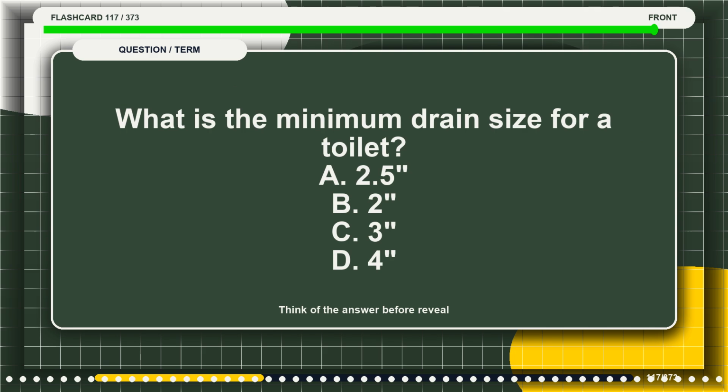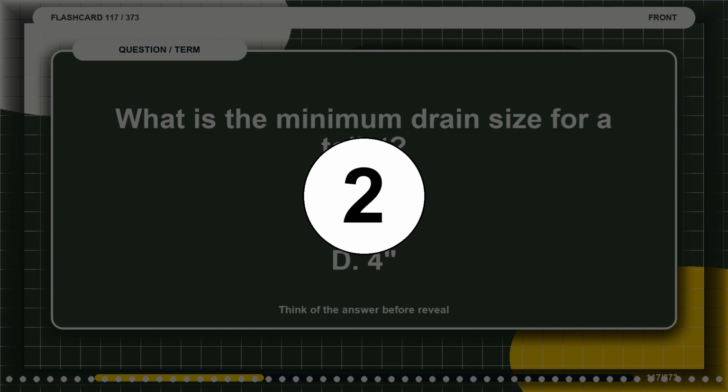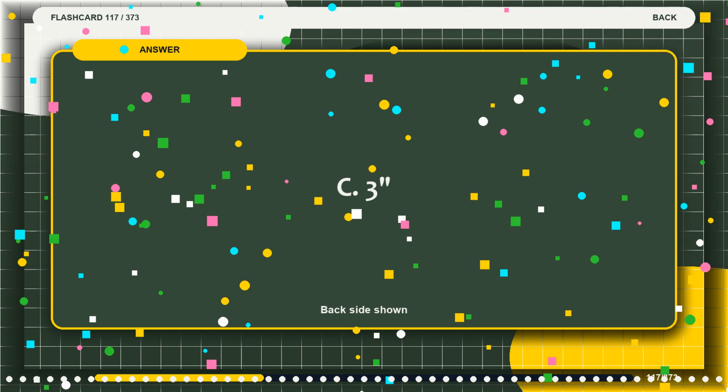Flashcard 117. What is the minimum drain size for a toilet? A. 2.5. B. 2. C. 3. D. 4. Think of the answer before the reveal. The answer is C. 3.